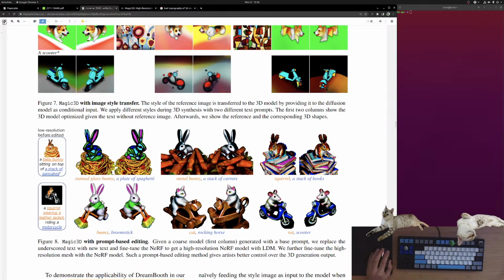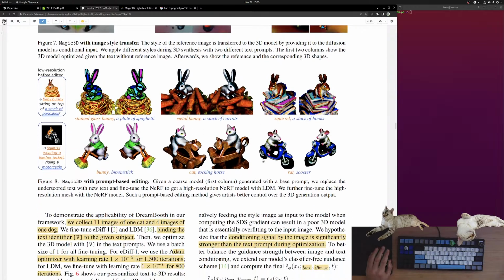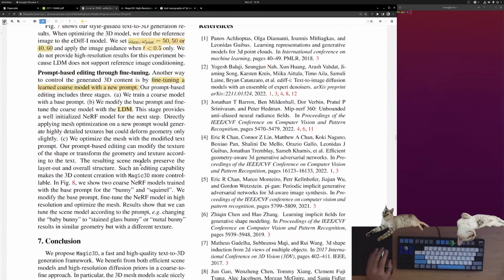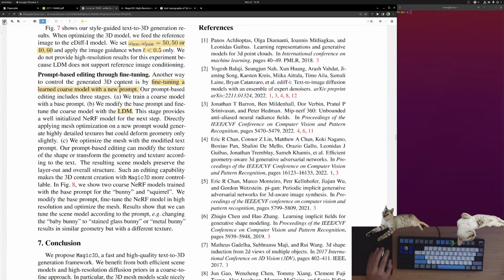And here they're showing how, at the top here, we replace the underscored text, blah, blah, blah. We further fine-tune such a prompt-based editing. So I think at the top, they do it. What is the difference between the top and the bottom here? I think one of them, they're only 3 stages. Train a coarse model with a base prompt.